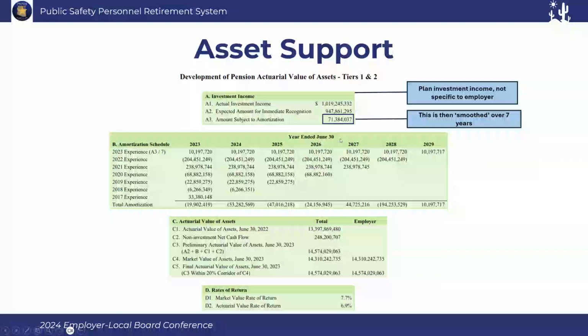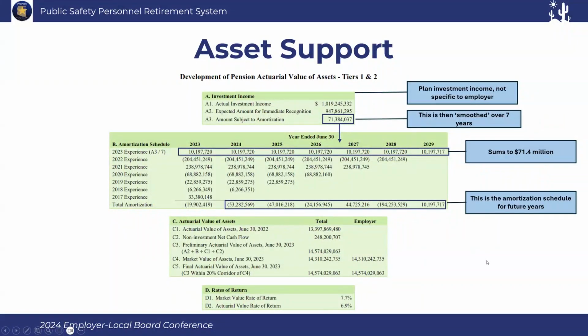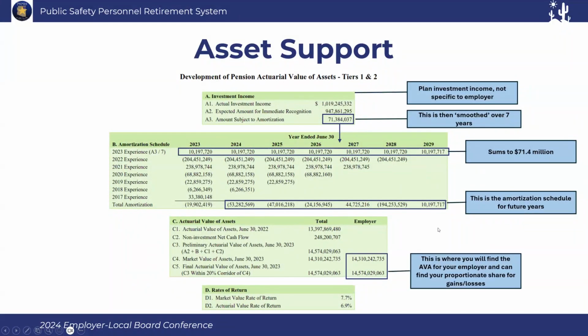How this literally looks is this: you see this $71 million figure, it gets smoothed over a 7-year period, and it goes here, it gets some 71.4 million. So you can see it being applied over a series of years as part of the actuarial gain or loss. And that's true of both the gains and the losses. And then you can see the amortization schedule for future years and see what might be coming down the road.